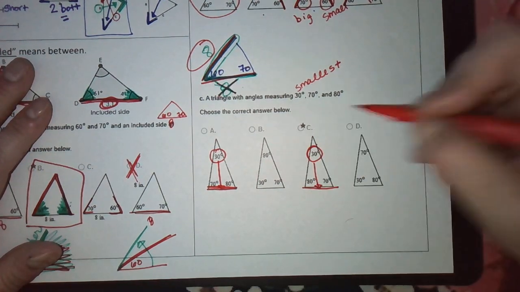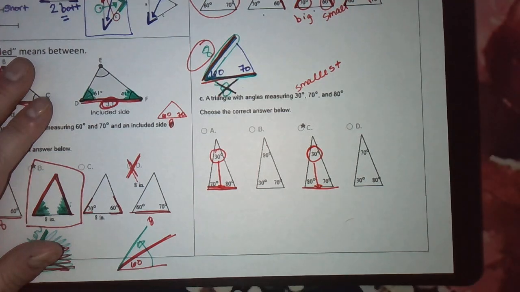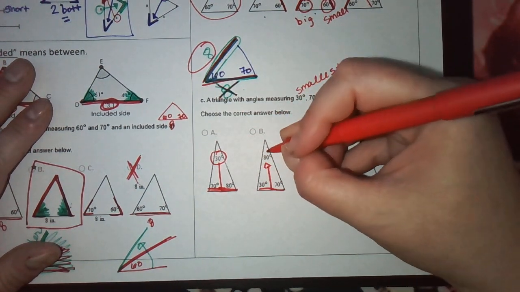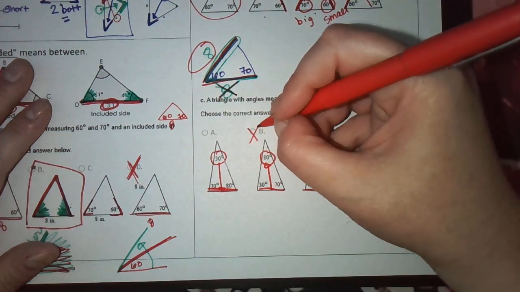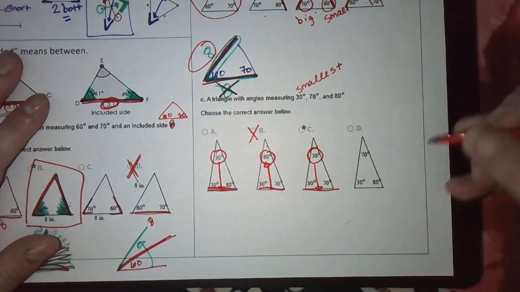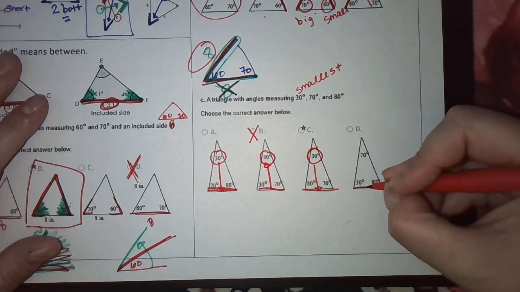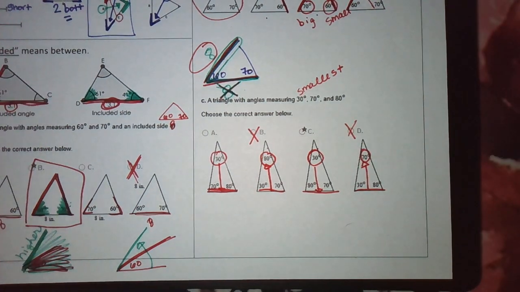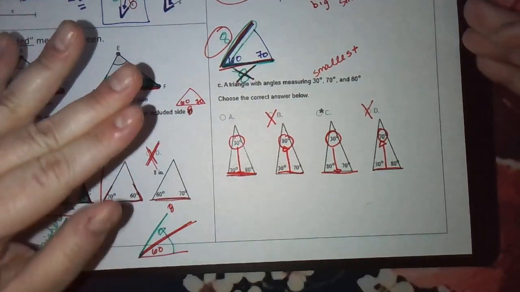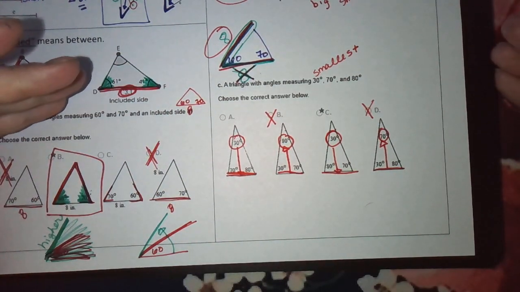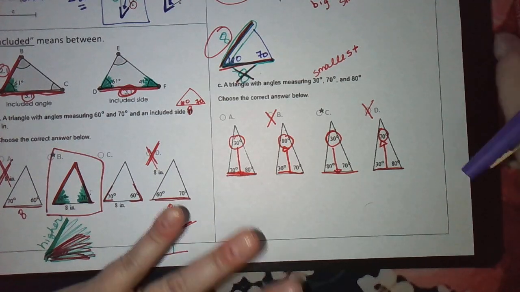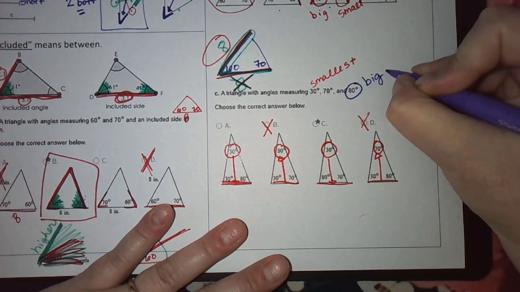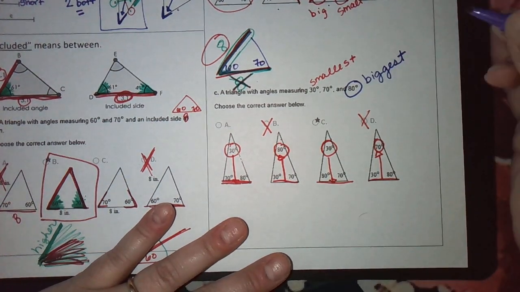Okay, and then B and D, that shortest side is across from the 80. That's the biggest angle. That's wrong. And on D, that shortest side is across from the 70. And that's wrong. Okay, so the shortest side should have the smallest angle. The biggest side, which in this case is 80, should have the biggest angle.